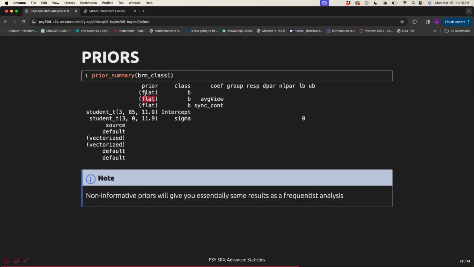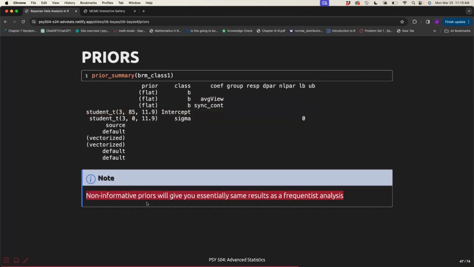These are basically non-informative priors. So remember that kind of horizontal straight line? That would be a flat prior that we're using here. And we're assigning a flat prior to all of our B coefficients here, so our average viewing and our synchronous coefficient. And then it also assigns a little bit more informative priors on the intercept and sigma, and it uses information from our model to do this, but they're still kind of weak or non-informative here.